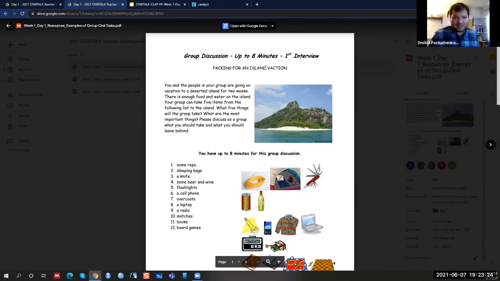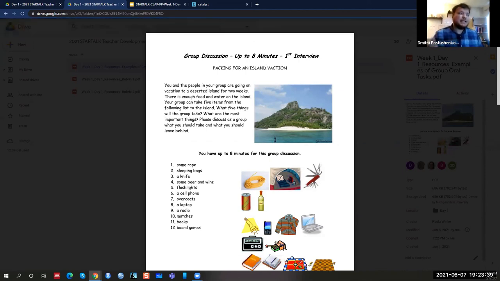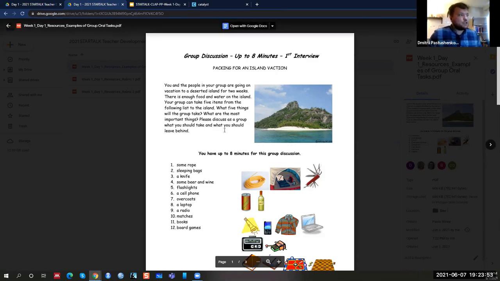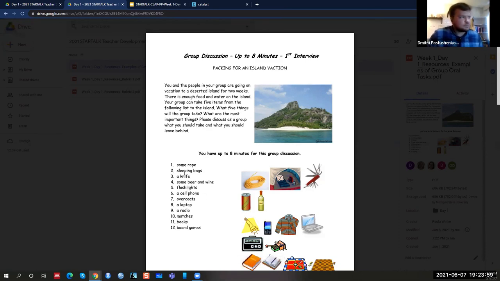So the purpose of this task: you have a rater or two raters, and you have students, at least two in a group, or maybe four or five, depending on your purposes. The students need to interact and come to a consensus. That's why it's called a consensus task. In this task, the consensus is the number of items and the items they need to take on an island vacation. You have 12 items here and they need to pick five. Maybe they want some rope, maybe they want beer, maybe they just want beer, I don't know. But that's a consensus task.